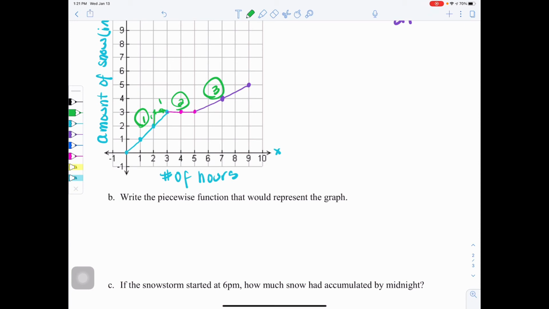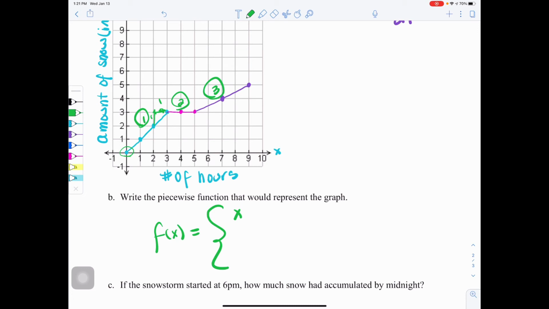So I have a slope of 1. So 1 would be the number that goes in front of x. So we'll name our function f of x. Our first piece has a slope of 1, so that would be the number that goes in front of x. Remember, you're thinking of y equals mx plus b. And it's crossing the y-axis at 0, so it has a y-intercept of 0. So no need to write plus 0.